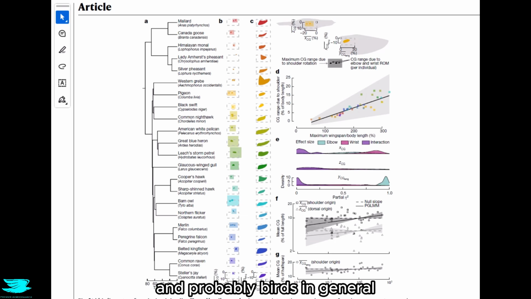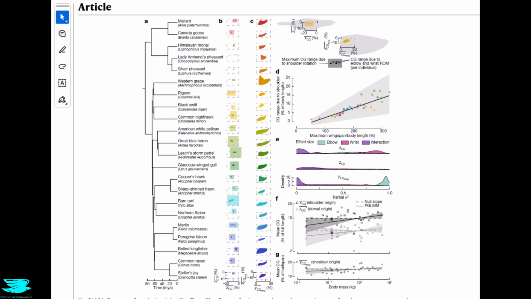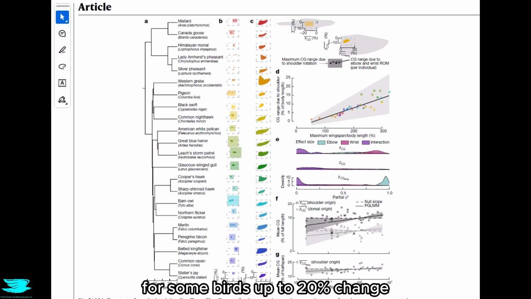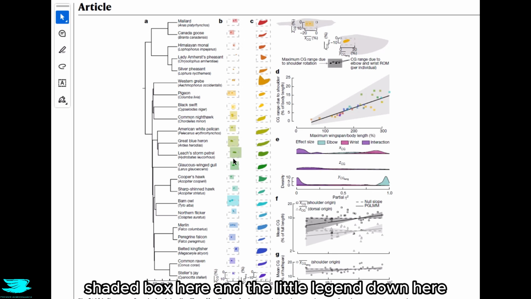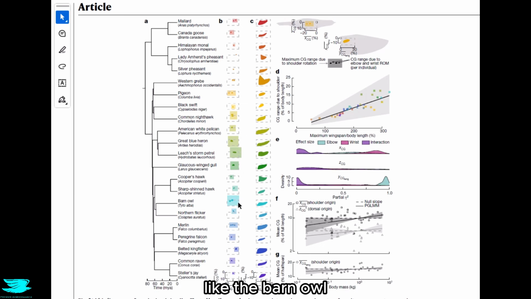That means that these birds, and probably birds in general, don't use their wrist and elbow flexors to change the stability. On the other hand, the shoulder rotation has a very large effect here for some birds, up to 20% change. So you can see this shaded box here, and the little legend down here, it spans almost 20% for some of these birds, like the barn owl.